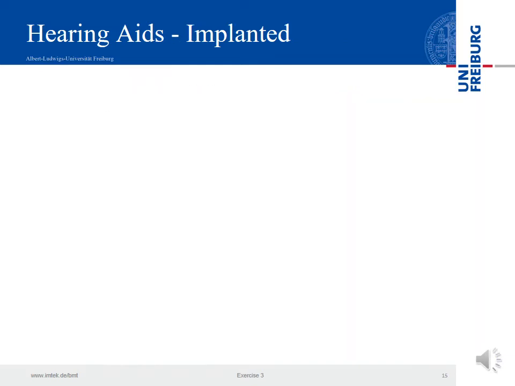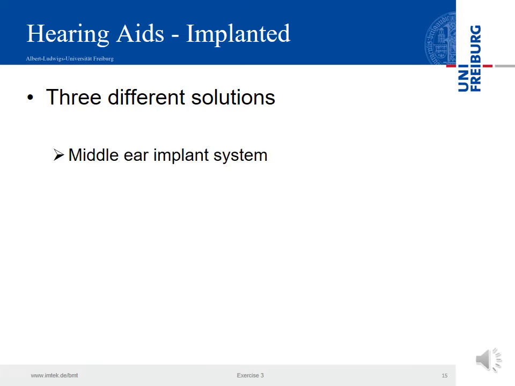Implanted hearing aids are the second type, and we have three different solutions. There are middle ear implant systems, as already said before, for when you have ossification of the middle ear bones, so no longer movements between those three bones, but they get stiff and cannot act as an impedance matching system. And there have been approaches where you implant something that takes the outer sound and transfers it into a vibration of a transducer that puts an actuator on the oval window to create sound waves in the inner ear.